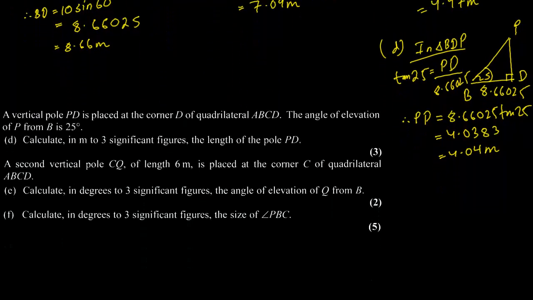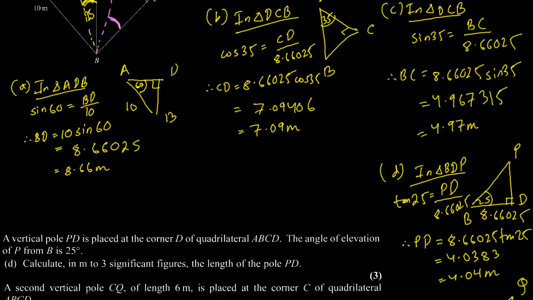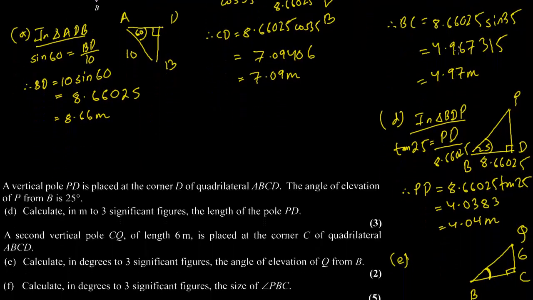So QCB. So question number E. So the triangle, Q, C and this is B. So this is the 3D above the ground triangle. QC is 6 meter we know. And in the previous sum, we already know the length of BC. We found the length of BC. So here, the length of BC is 4.9673.